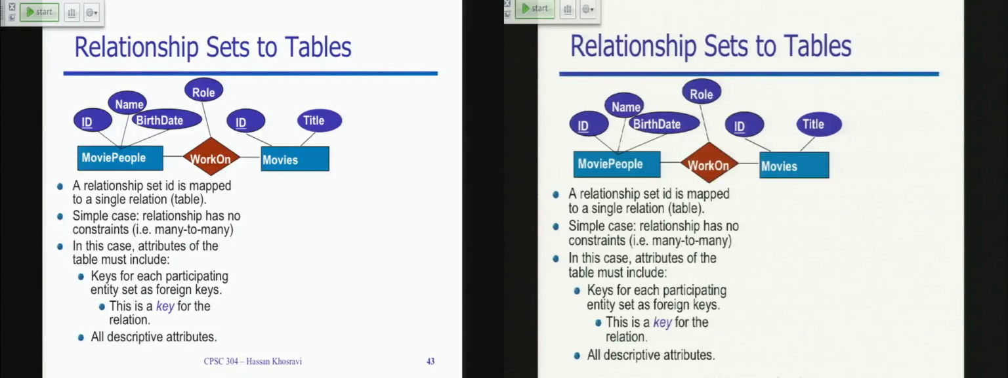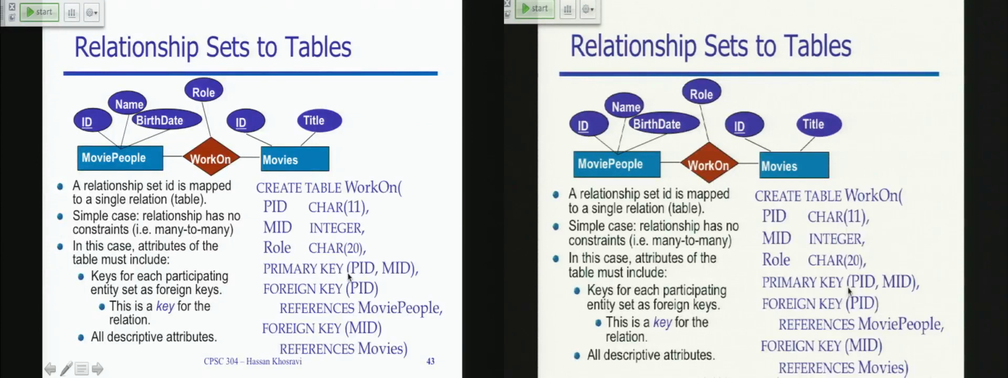Let's see what happens with a relationship. So a relationship like work on, if we want to get a table for that relationship, first of all we're going to look at the entities. So now we have a table for movie people, and we also have a table for movies. Okay, that's all done, that's easy, we got those in place. Now if you want to do the work on relationship, we need to consider the entities that are in this relationship. So I know that movies and movie people are participating in this relationship.